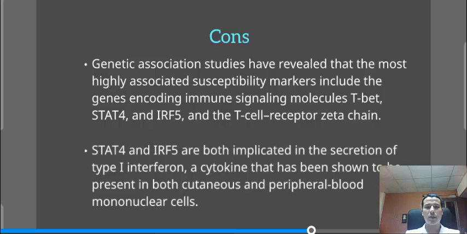Genetic association studies have revealed that the most highly associated susceptibility markers include the genes encoding immune signaling molecules TBET, STAT4 and IRF5, and the T cell receptor zeta chain. STAT4 and IRF5 are both implicated in the secretion of type 1 interferon, a cytokine that has been shown to be present in both cutaneous and peripheral blood mononuclear cells.